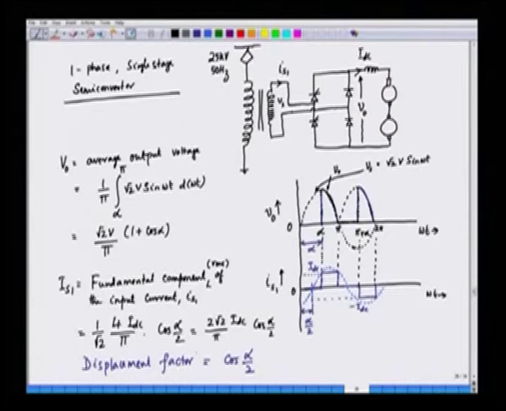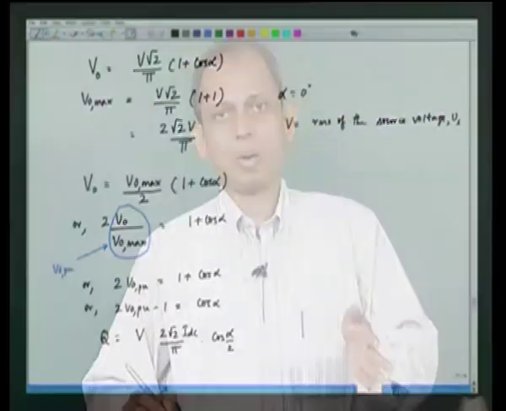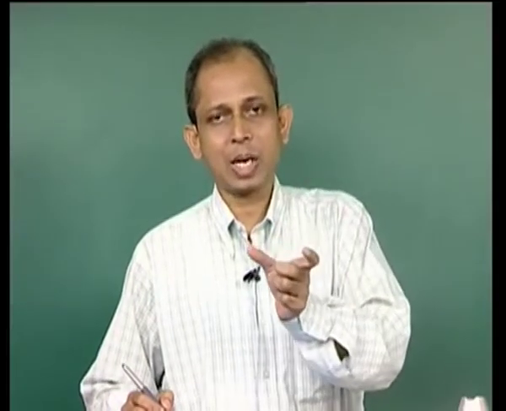So, if we take this IS1, that is the RMS component, and then we have displacement factor is alpha by 2. So, it is 2 into root 2 IDC by pi into cos alpha by 2 is the RMS value of the input current, but then we are interested in the reactive power, and the reactive power is voltage into current into sine of the angle between them, and angle between V and I is alpha by 2 here, because we have a semi control converter and the current is lagging behind the voltage by alpha by 2.